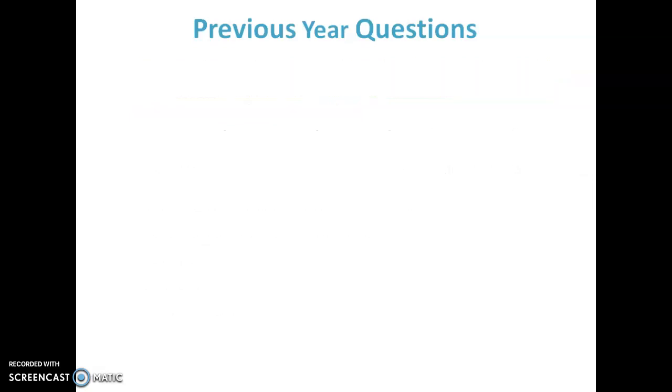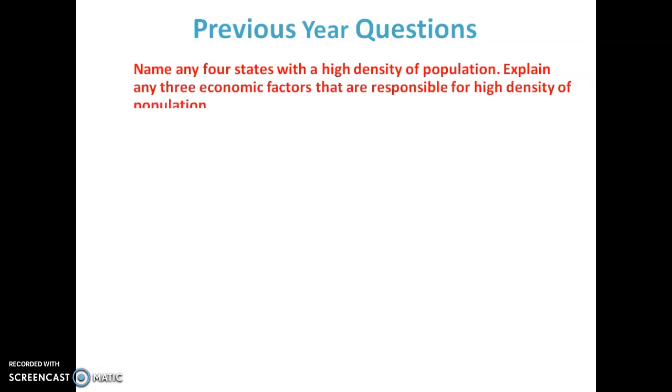Next, we are going to the second question, which is: name any four states with a high density of population. Explain any three factors that are responsible for high density of population. So the question has two parts. In the first part, it is being asked for four states with a high density of population.